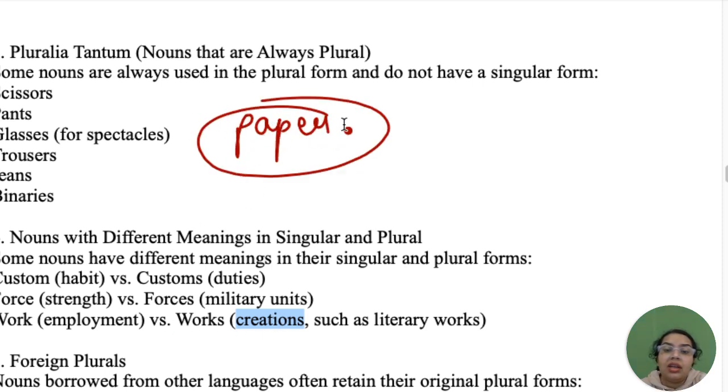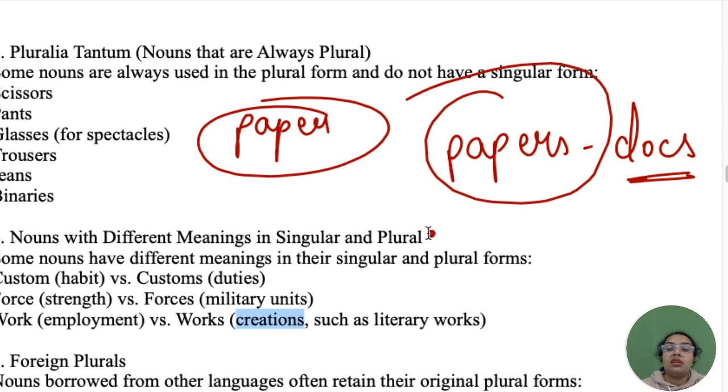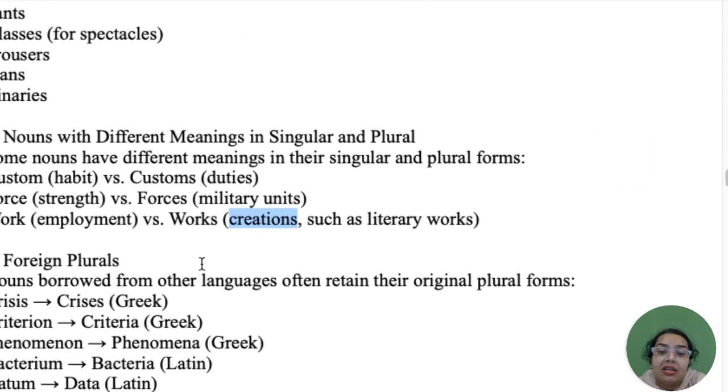Paper, okay, it is uncountable, it is a material. But when I say papers, I want to talk about documents, specific documents, the documents that you carry with you. So papers here is not the material of your copy, but now it means something different. Please know how it works.